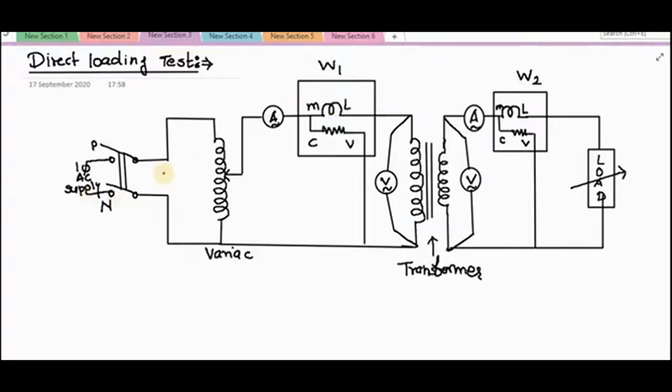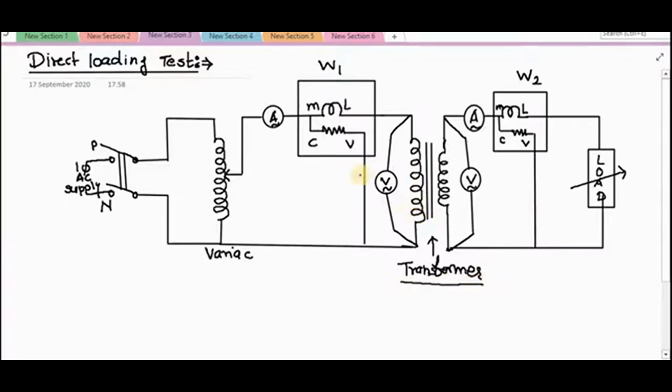So this one is the experimental setup for carrying out the direct loading test on the transformer. See student, the efficiency and regulation at any desired load condition and power factor can be found out by directly loading the transformer as shown in this figure. So what I have done in this figure: the primary of the transformer, this one is the transformer. Wait one minute. So this one is your transformer.